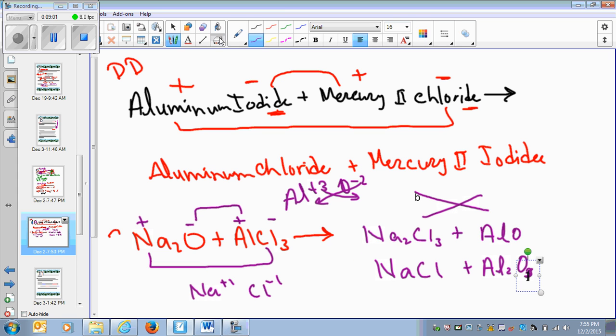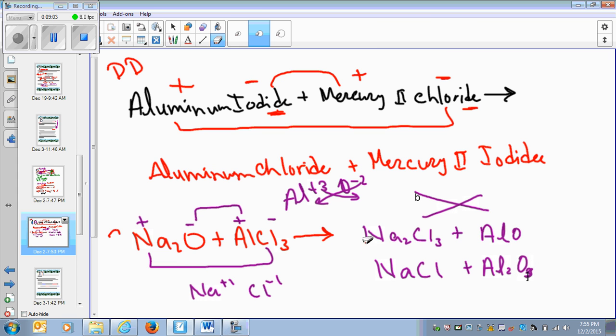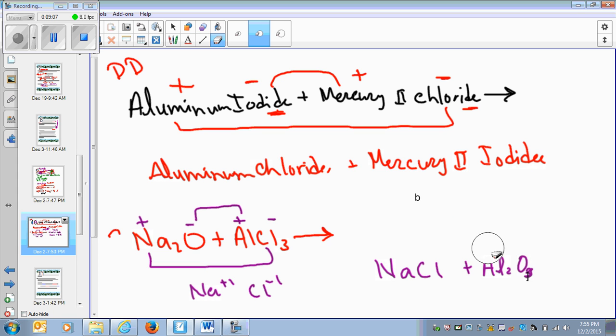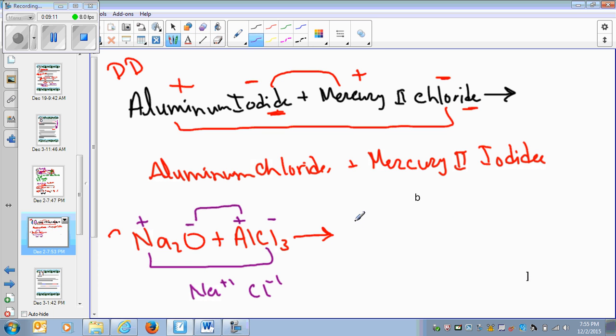Okay, so we're not done doing the formulas in unit 3. We're doing the same thing in unit 4 again. So the right equation will be NaCl plus Al2O3. And of course, this equation is not balanced. So your next step is to go ahead and balance the equation. Okay, we can go ahead and balance the equation later on.